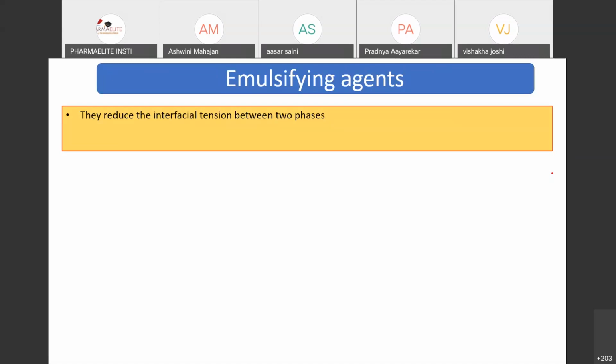Basically, what does an emulsifying agent do? How does it act? What is its mechanism of action wherein it stabilizes the emulsion? You might have heard your emulsions are thermodynamically unstable. Remember? Heard about this term? They are thermodynamically unstable. Why are they being said thermodynamically unstable? Just the concept part of it. Why are your emulsions being said thermodynamically unstable? Any reason?